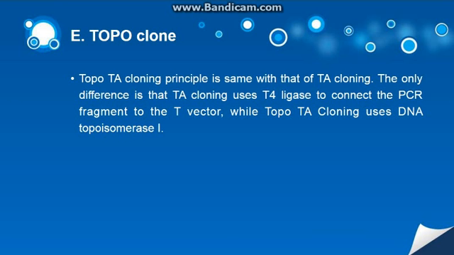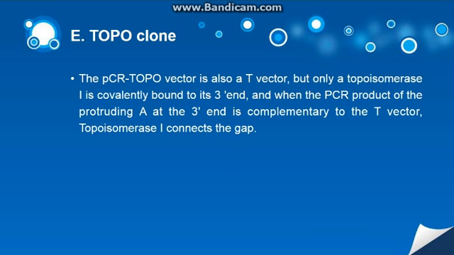TOPO clone. The TOPO TA cloning principle is the same as that of TA cloning. The only difference is that TA cloning uses T4 ligase to connect the PCR fragment to the T vector, while TOPO TA cloning uses DNA topoisomerase I. The PCR TOPO vector is also a T vector, but a topoisomerase I is covalently bound to its 3' end, and when the PCR product with a protruding A at the 3' end is complementary to the T vector, topoisomerase I connects the gap.